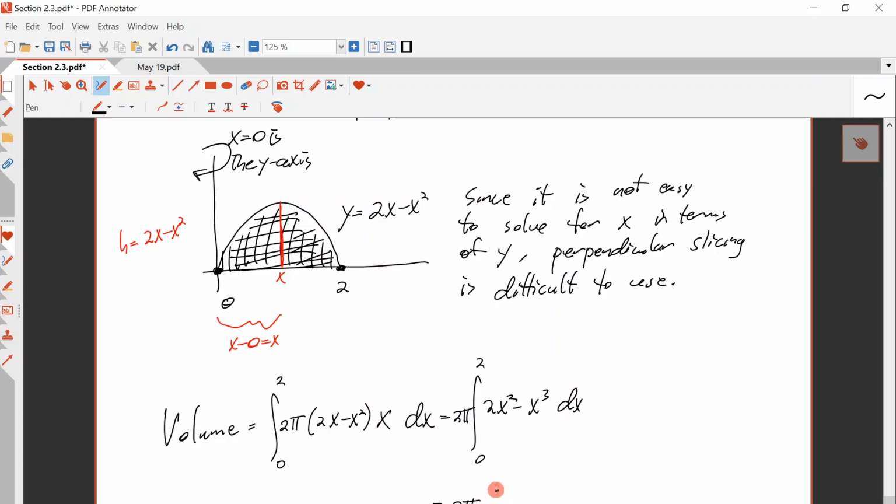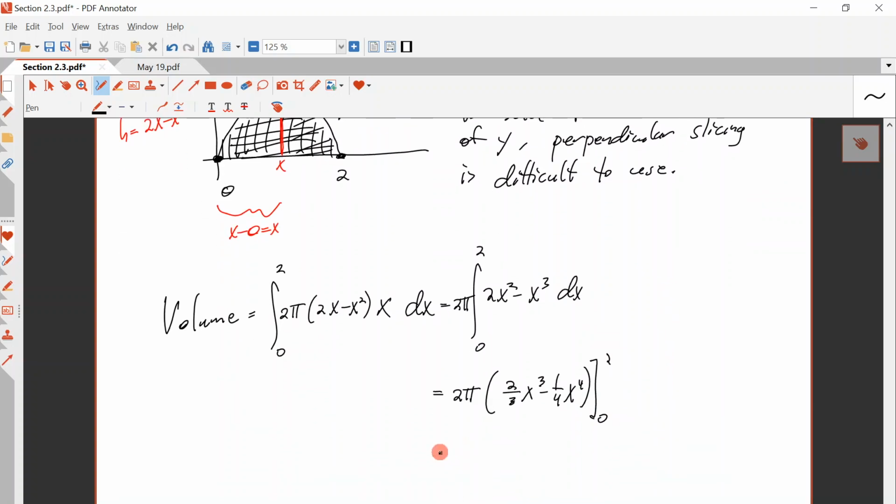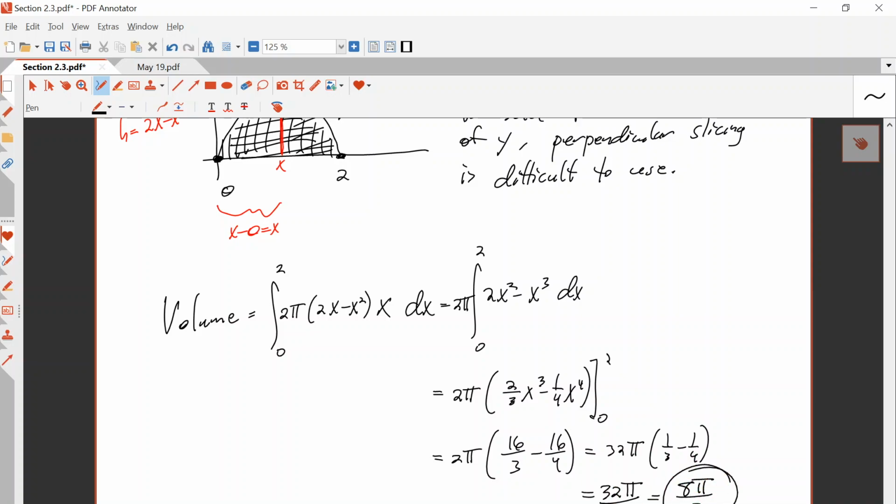So 2 pi times the antiderivative, 2/3 x to the third minus 1/4 x to the fourth, calculated from 0 to 2. So at 2, you get 16/3 minus 16/4. So bring the 16 out front: 32 pi times 1/3 minus 1/4, which is 1/12. We can divide by 4 on both of them, which is equal to 8 pi over 3. Okay?